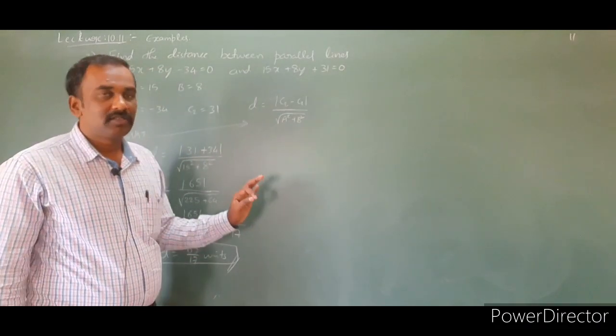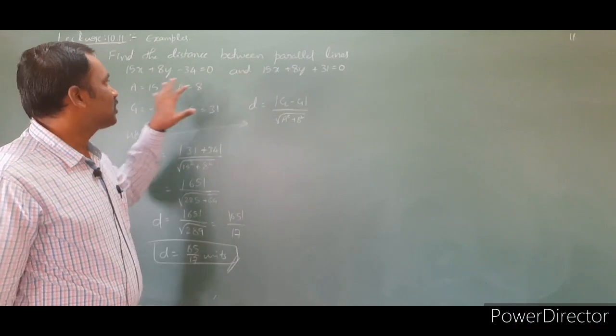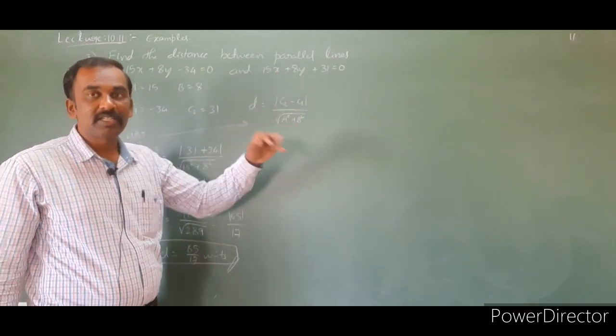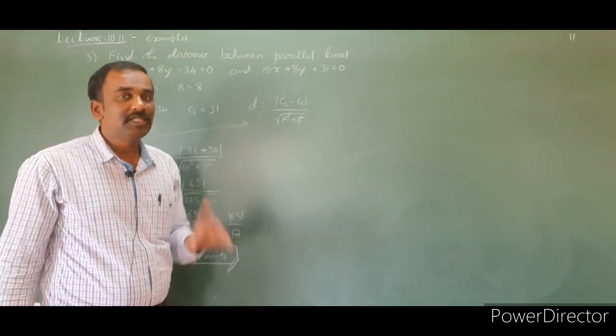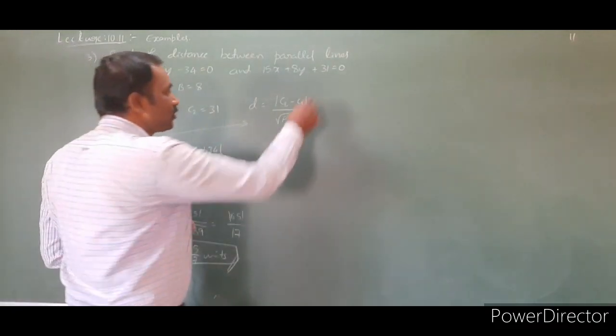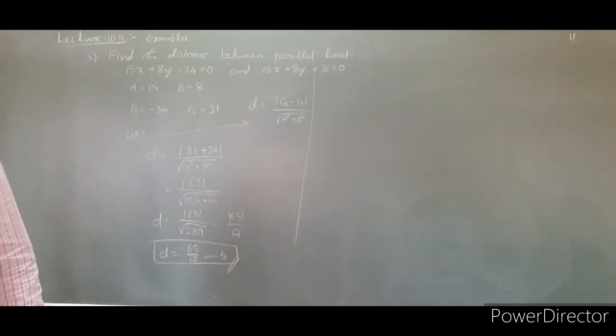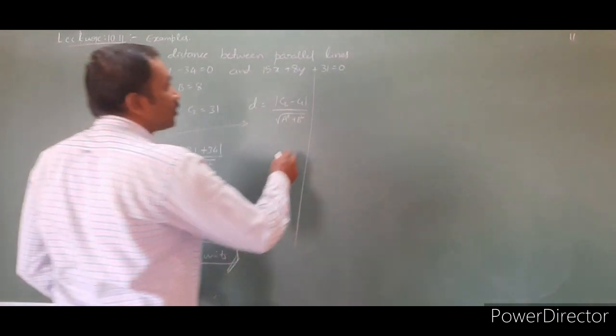So my suggestion is, first of all check whether the given lines are in slope intercept form or general form. Very carefully you have to observe it. Okay. Now take the next example in that manner. Find the equation of the line. Fourth example.